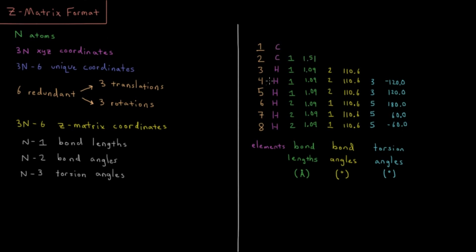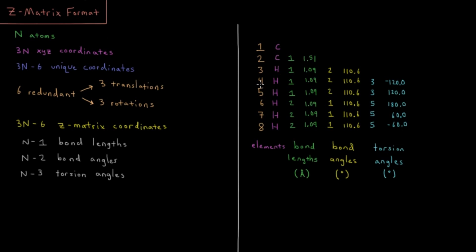Then for atom 3, we declare its element. Then we say the atom number of what it's bonded to, and the distance from that atom. And then we say what completes a bond angle, so angle 3, 1, 2. So the angle between this hydrogen, that carbon, and that carbon. And we say in degrees what that angle is, 110.6 degrees in this case. And that accounts for our sixth and final redundant coordinate. So we have these 6 redundant coordinates, which we never specified here.